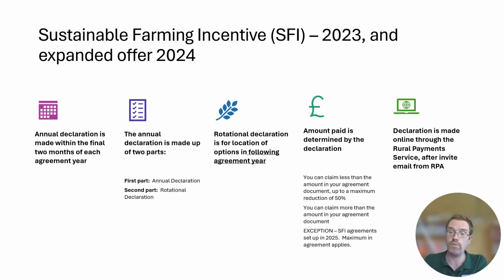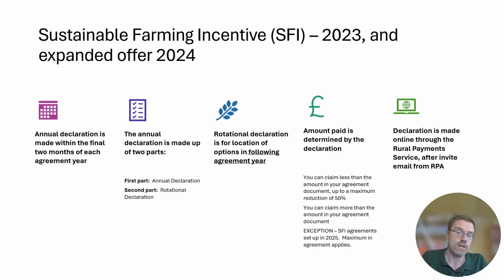When we get to the Sustainable Farming Incentive, this is where it gets a bit different, and this is why we're doing this video. In the Sustainable Farming Incentive, you will make the annual declaration within the last 2 months of your agreement.